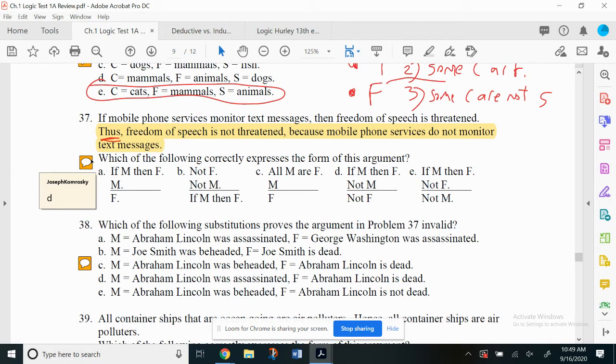Yes. Thus, freedom of speech is not threatened. So how would you symbolize that? You've got a letter down there, right? So you've got F, freedom of speech. You might say, okay, we've got our F, not threatened, not F. That little symbol that you see, we'll learn in chapter 6. It's the same thing as writing out the word not F. So there's only one that works, only one.